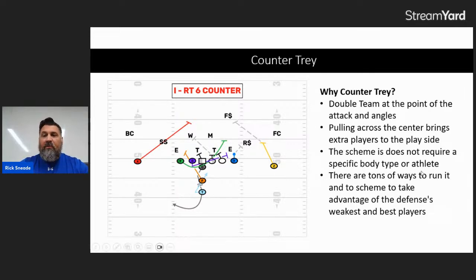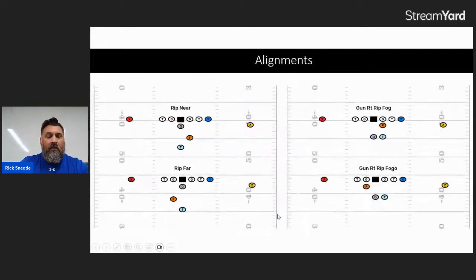All right. We also believe that this way, and running this, we have the chance to take advantage of their weakest and best players, putting them in constraints. So you hear me talk about that quite a bit. Just go to the next slide. So right now, real quick, let's go back again.